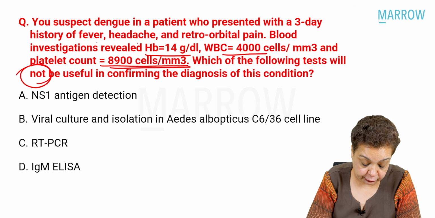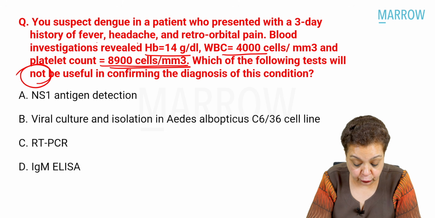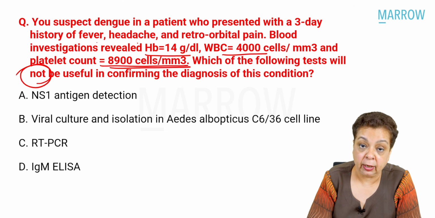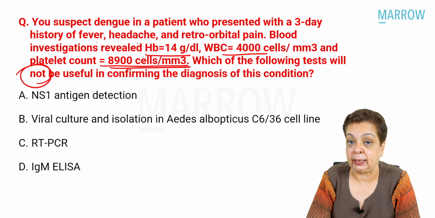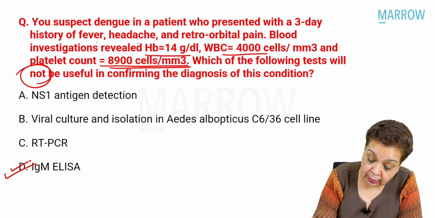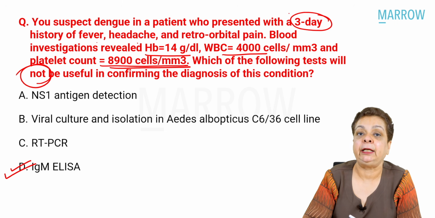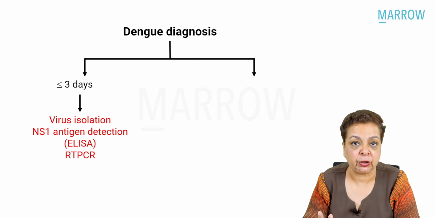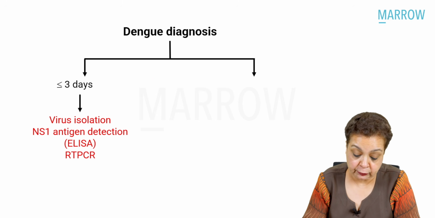NS1 antigen detection, viral culture and isolation in Aedes albopictus C6/36 cell line, RT-PCR, or IgM ELISA. Okay, so here what is our answer? Not useful, because this patient has a 3-day history. Okay, so let's quickly go through what are the important things we're going to remember regarding diagnosis of dengue.